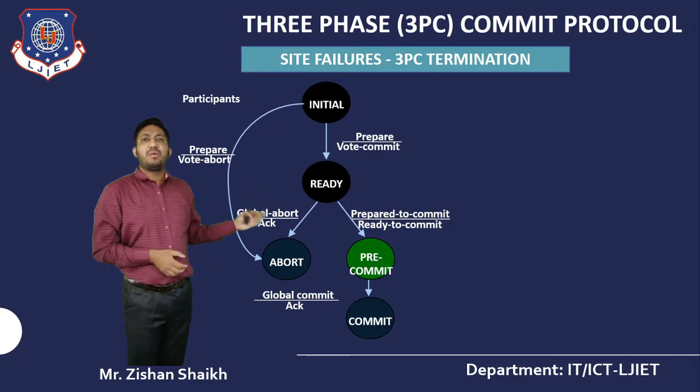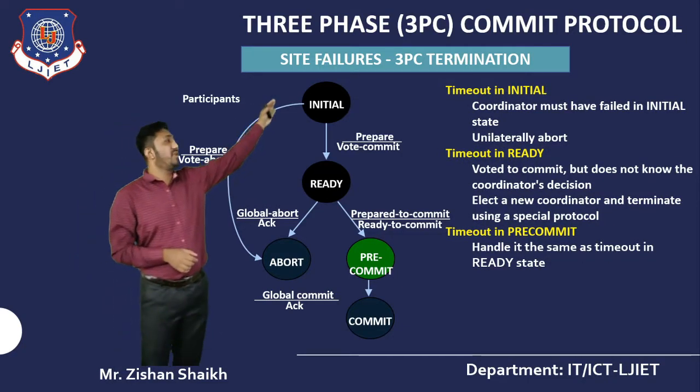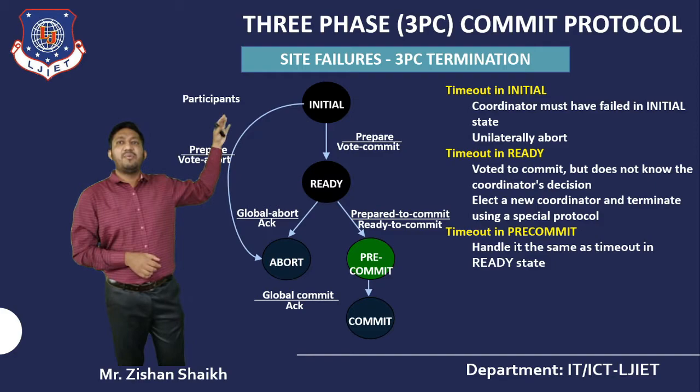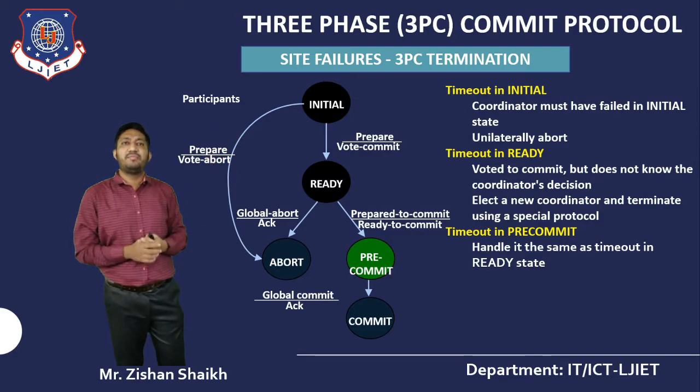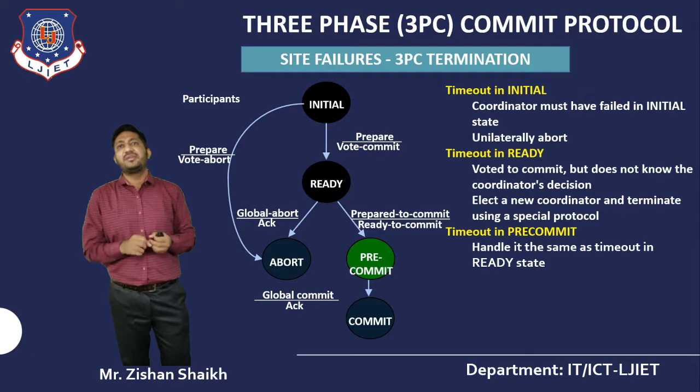When we talk about the abort message, what are the cases in which abort will happen? Timeout in the initial state. If the participant times out in the initial state, then the coordinator must have failed in the initial state, so the participant has to terminate itself right now. It is totally unreliable if any participant is not receiving the prepare message. After receiving the prepare message, if it times out, then the coordinator in future is waiting for the positive or negative acknowledgement, so we have to take care of that. If the participant times out in the initial state, then it must abort.